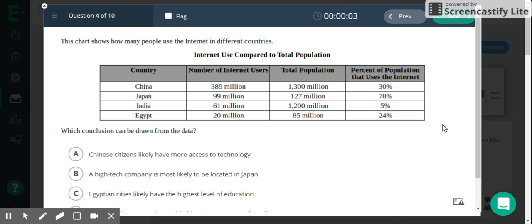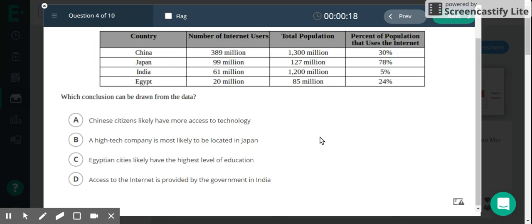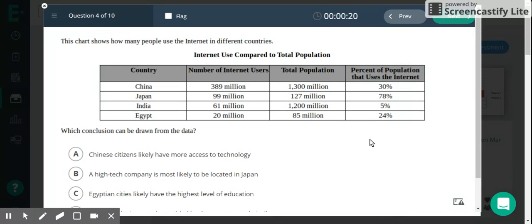Here we have a question about drawing a conclusion from the data. We have the number of internet users compared to their population. Which conclusion can be drawn? Well, let's just go through these one by one and see which one makes the most sense. Letter A, Chinese citizens likely have more access to technology. A lot of people think that because it says the number of internet users, they have 389 million internet users. So in terms of the number of internet users, they have the most.